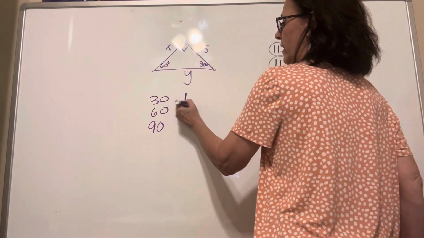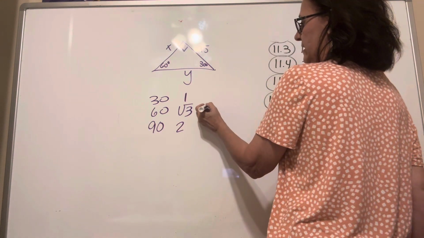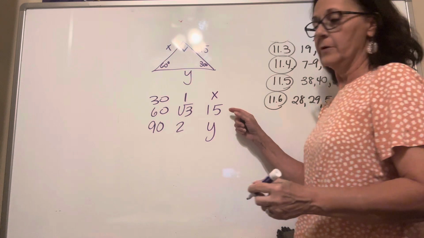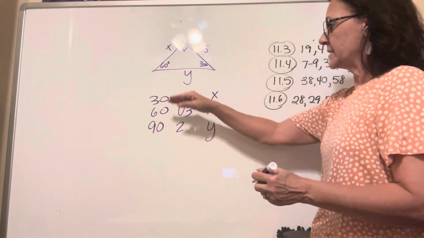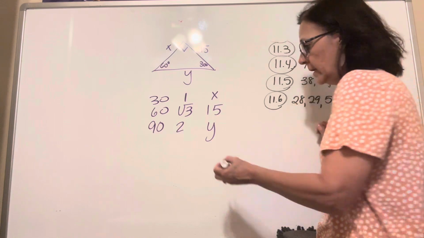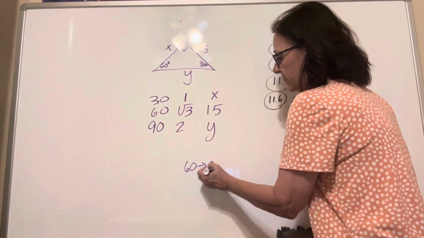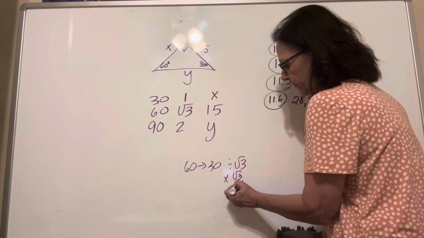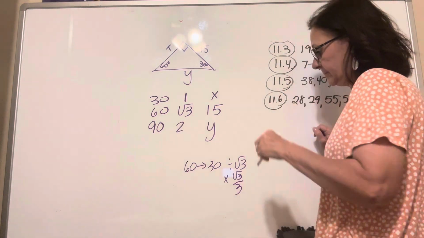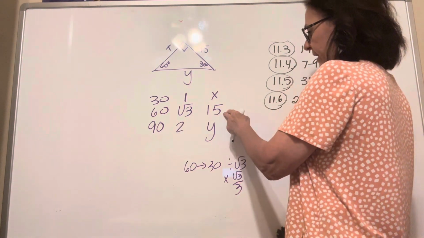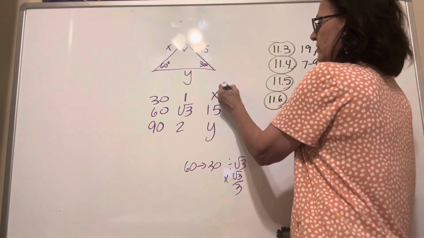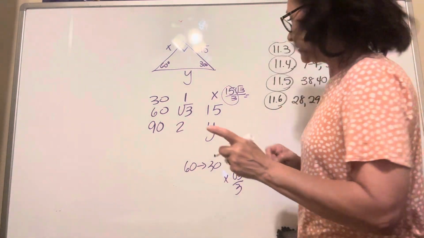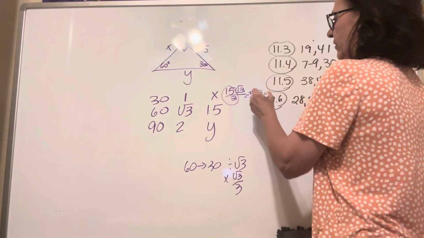The Pythagorean triplet is 1, square root of 3, 2. Opposite 60 is 15. Opposite 30 is x. The hypotenuse is y. We always go back to 30. To get from 60 to 30, you divide by square root of 3, or multiply by square root of 3 over 3. Those have the exact same value. So I'm going to take 15 times square root of 3 over 3. So it's 15 square root of 3 over 3, but that can be simplified. We can simplify terms that are multiplied. So it's 5 square root of 3, that's x.